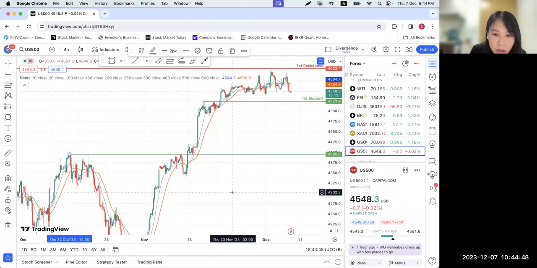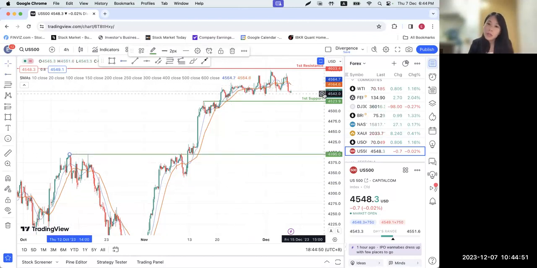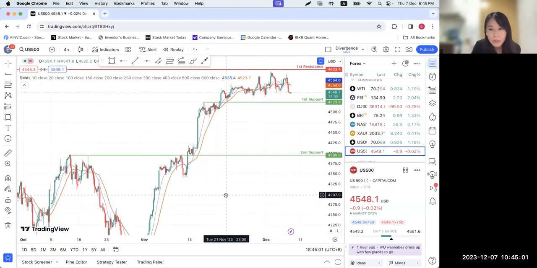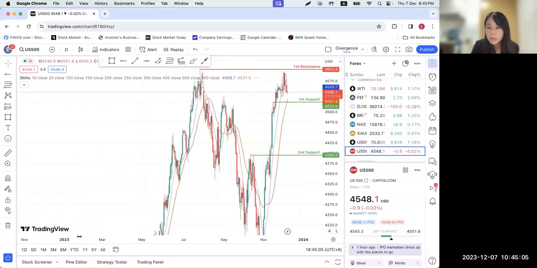Okay, next. So if price were to come down here, were to break the first support, it could come down pretty far. It could fall all the way down to the second level of support. Okay, let's switch to the daily time frame.